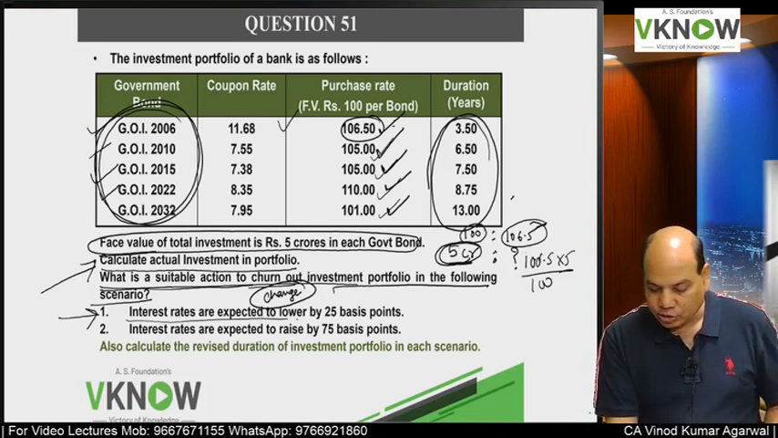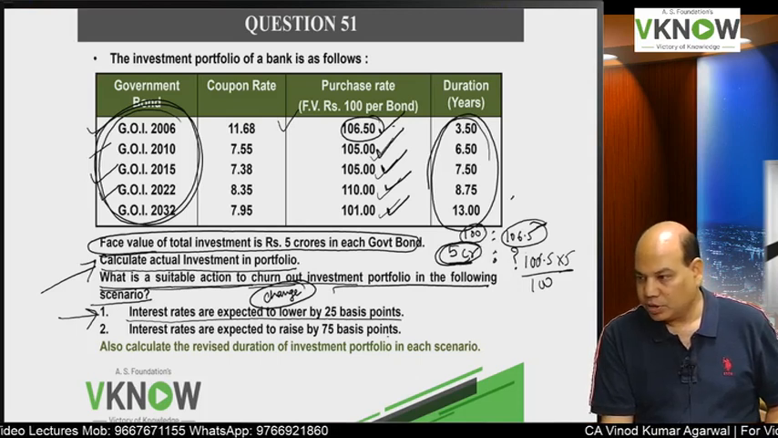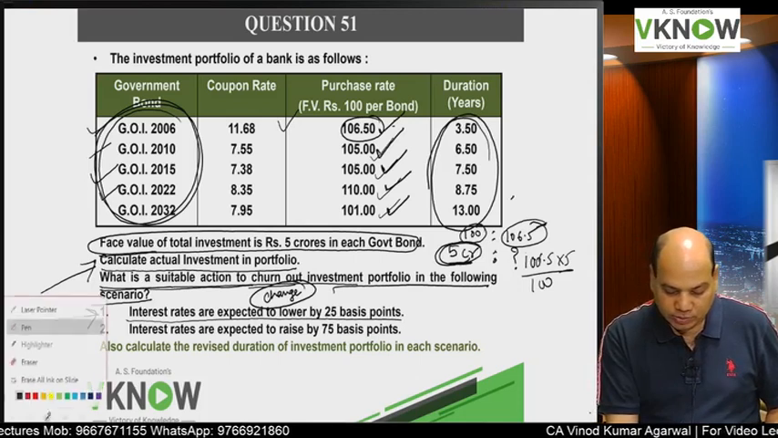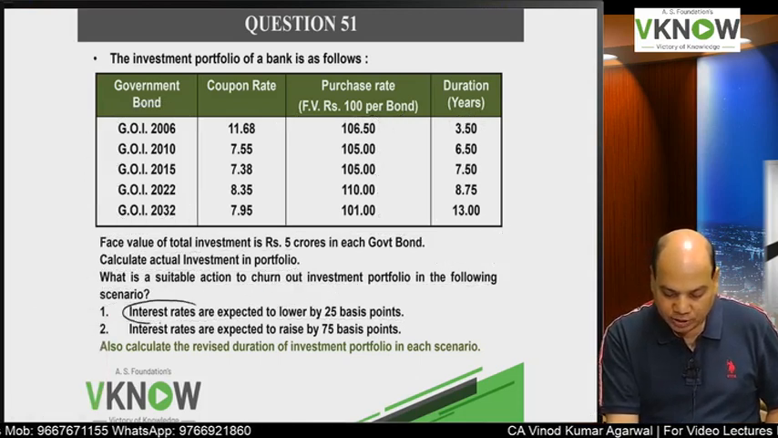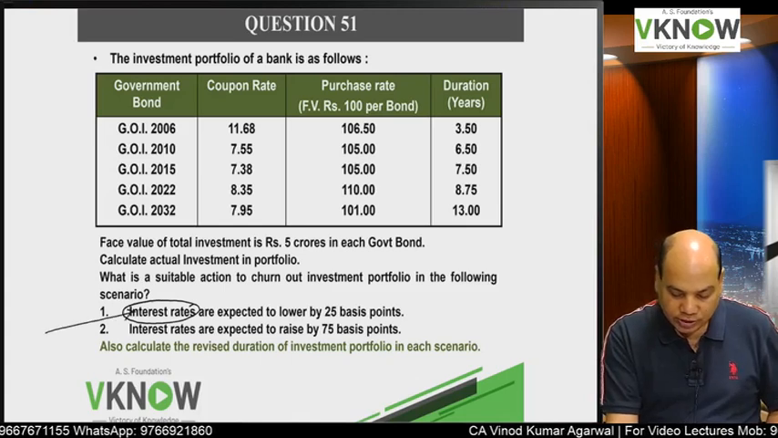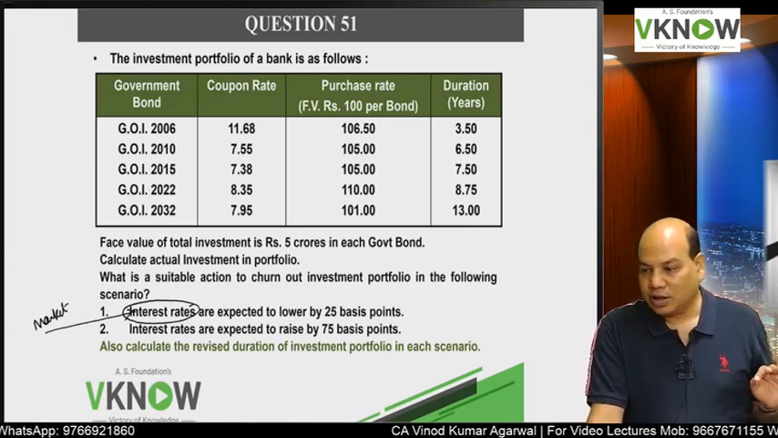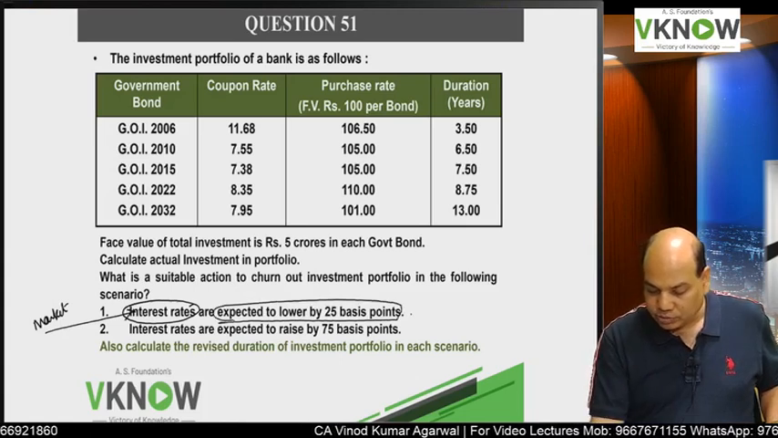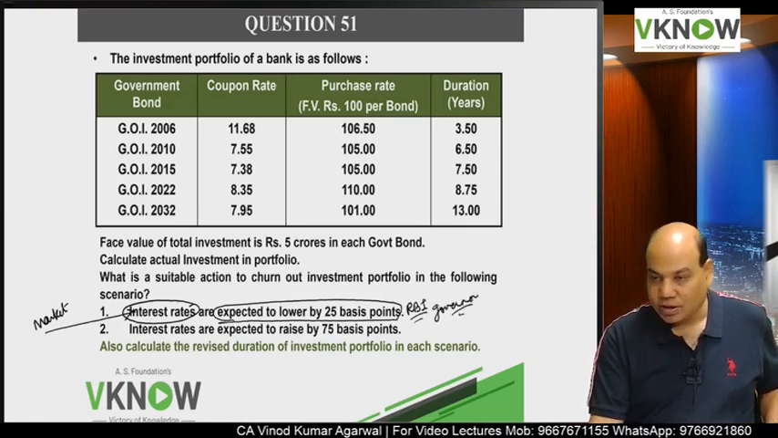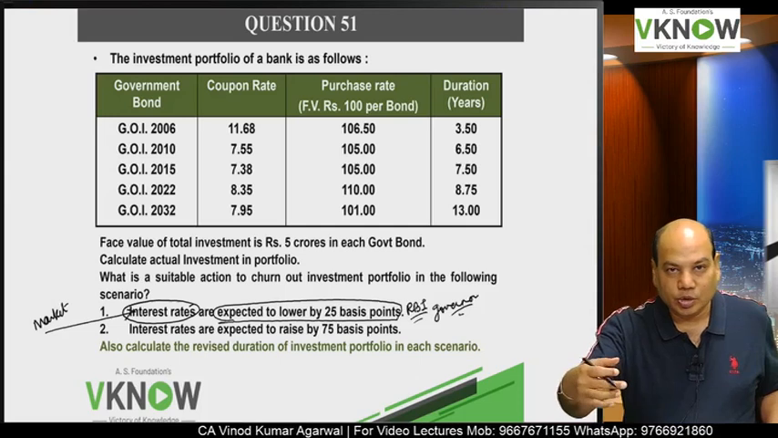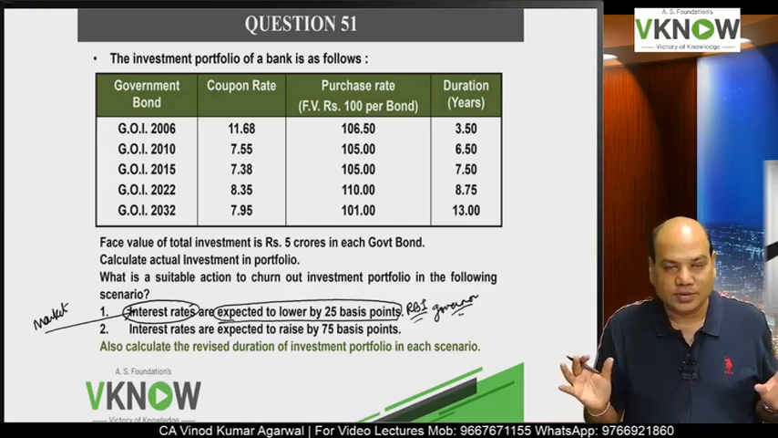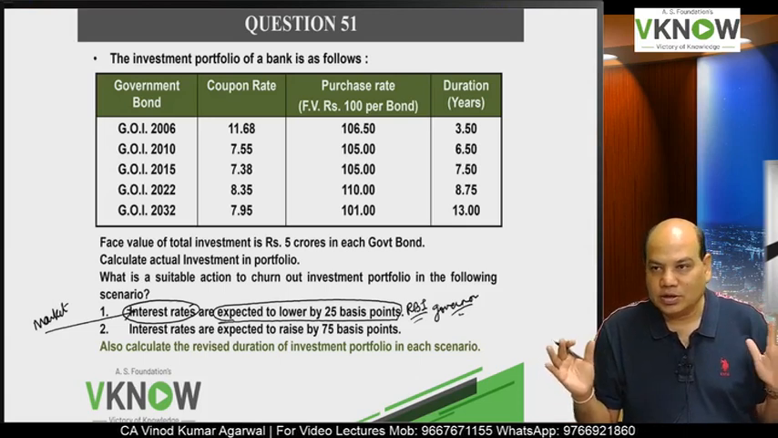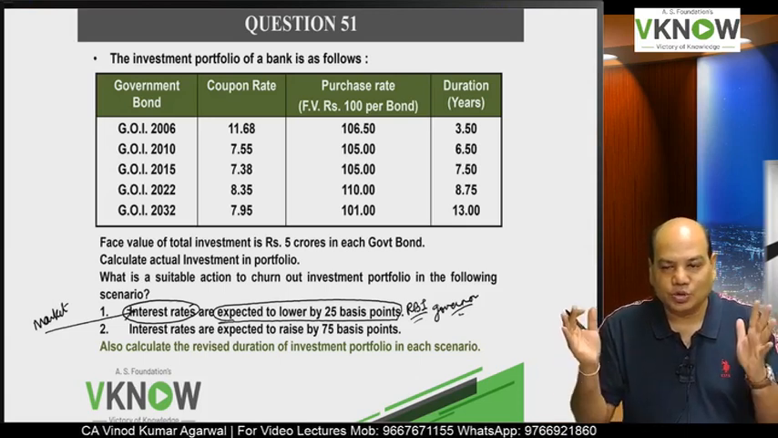Interest rates are expected to be lower by 25 basis points. Interest rate means market interest rate. Coupon rate is already locked. So what interest rate they are talking about is market interest rate. Rate of interest in the market, suppose, is expected to lower by 25 basis points. So suppose the RBI governor is going to reduce the interest rate in the next monetary policy by 25 basis point.